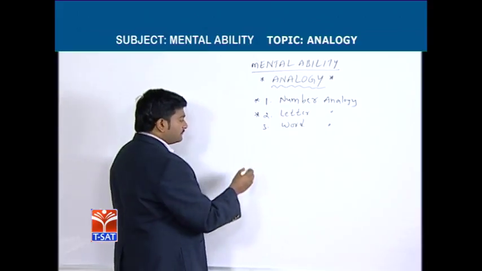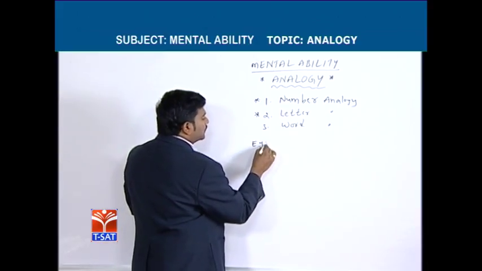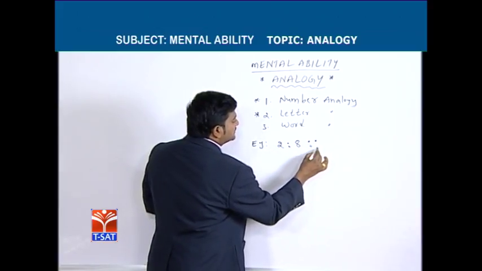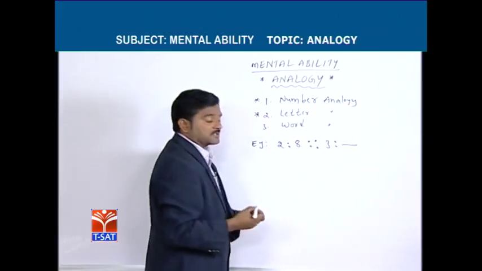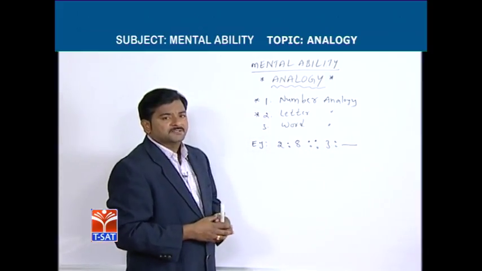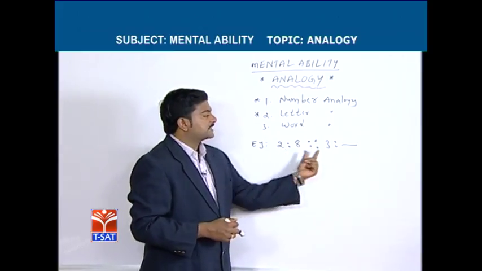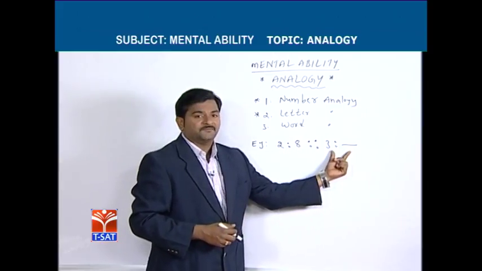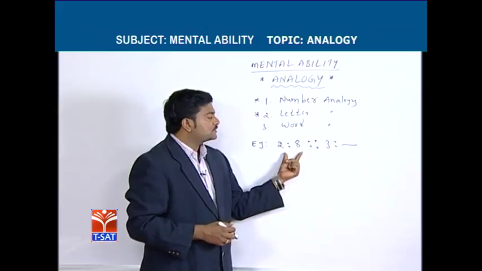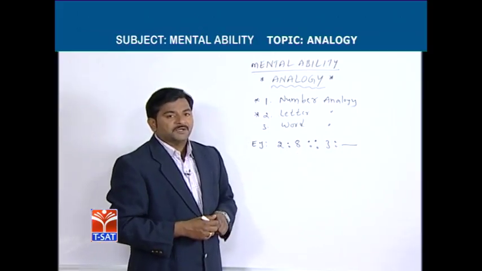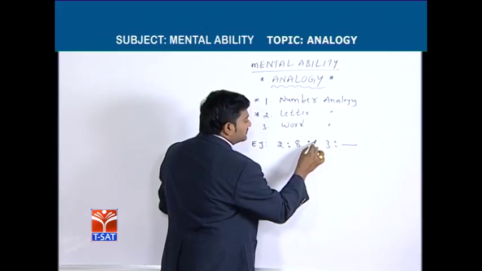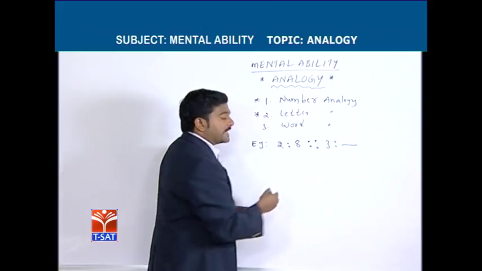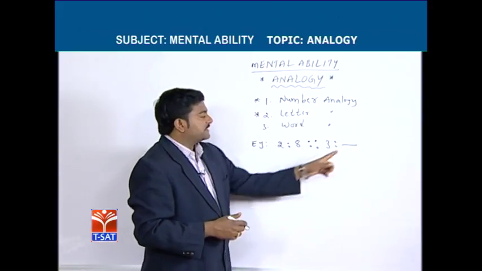For example, let's say I am taking one example. The question is given like this: 2:8 is as 3:dash. This is the simple question I have taken. Here two sets of numbers are given. This is one pair of numbers and this is another pair of numbers. These two pairs of numbers are separated by the symbol called "is as". 2:8 is as 3:dash. Now we have to find out this blank part value.